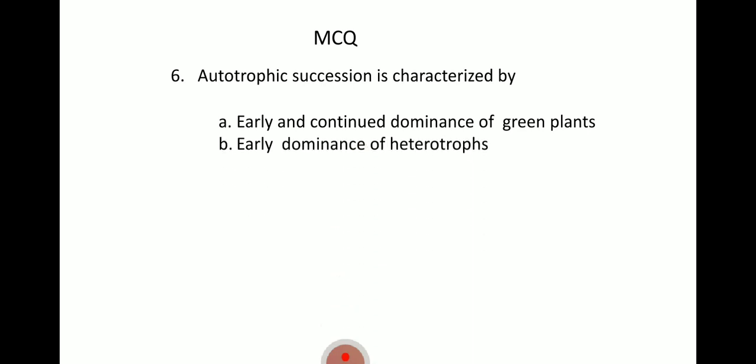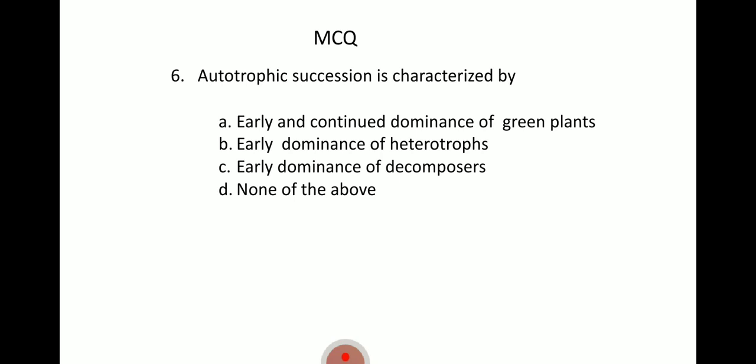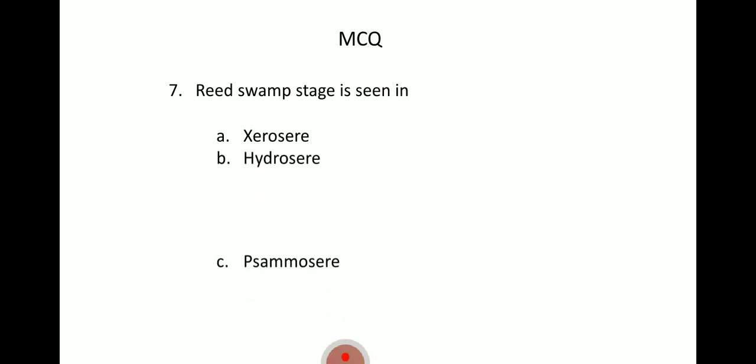The next question, autotrophic succession is characterized by, options are A, early and continued dominance of green plants, B, early dominance of heterotrophs, C, early dominance of decomposers, and D being none of the above. The option A is the correct answer. Next question being, reed swamp stage is seen in, options are A xerosere, B hydrosere, C psammosere, and D lithosere. The option B is the correct answer.